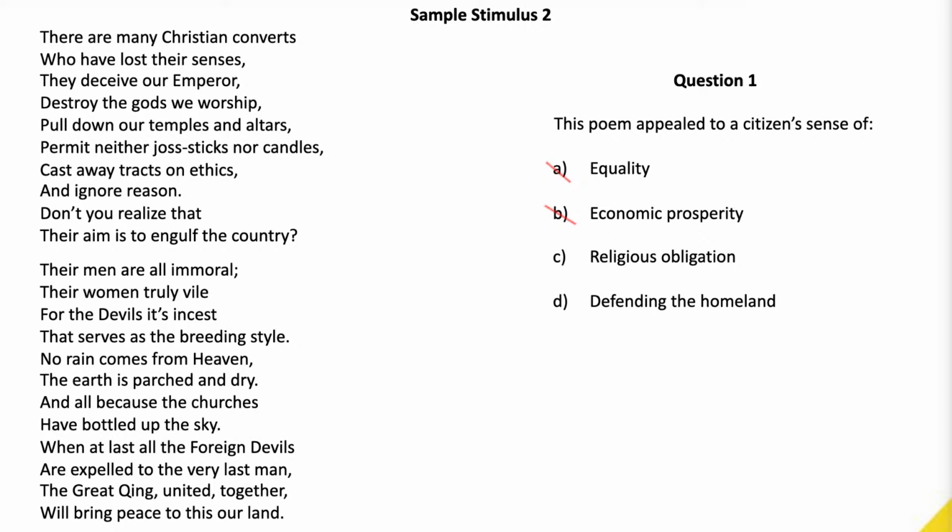Religious obligation and defending the homeland. Well, close, right? Both are fairly close. The point is, are we really defending the homeland, or are we actually acting out a sense of religious obligation? So here's where you need to know the background of the poem. Notice it says the Boxer poem, 1899. So once you realize how people were recruited for the Boxer rebellion, you realize that while the poem does talk about some defense, it is actually a trap. So this is our trap answer, and the credited answer is C.